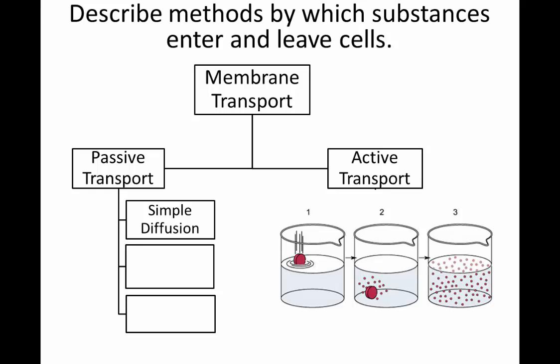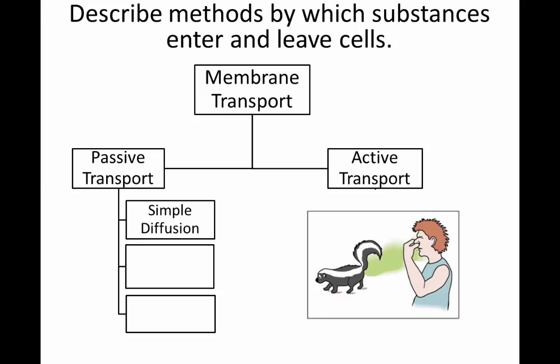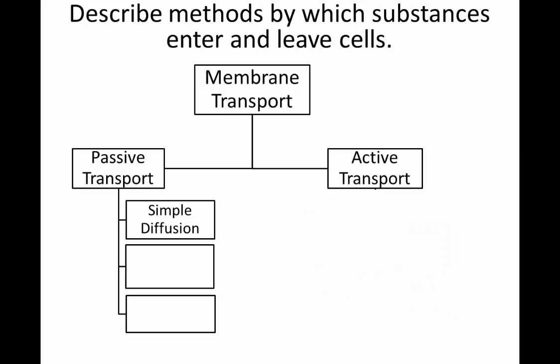Except in the case of simple diffusion, we could imagine that outside the cell, there's a lot of sugar. Inside the cell, there's not very much sugar, and the particles will move from the outside to the inside of the cell. Another example would be the smell that a skunk produces. It actually releases chemical into the air, which at first is very concentrated around it, but then it starts to spread throughout the air as the air particles move, and it spreads out throughout the area, and then you actually start to smell the chemical. This would be another example of simple diffusion.